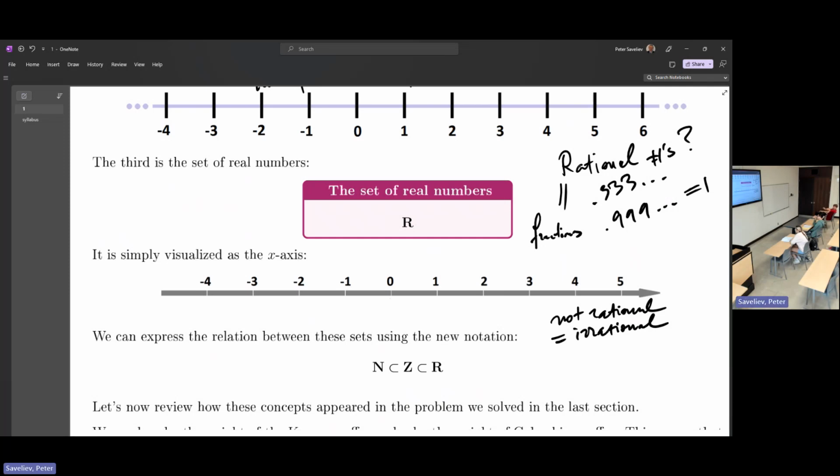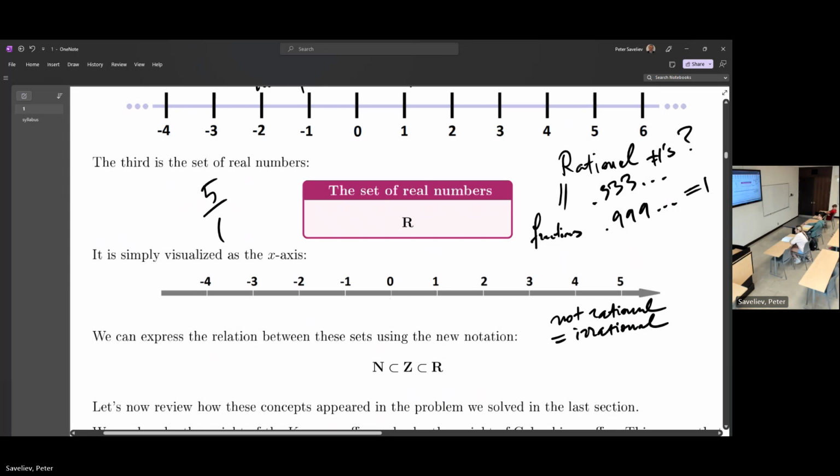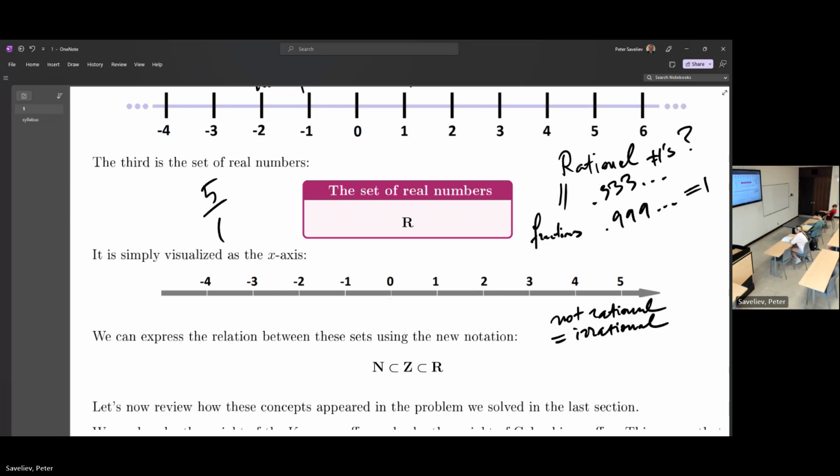Rational would be like 5, irrational, pi. No, integers are integers. Fractions of integers are still fractions, so all integers are also fractions. So anybody knows an irrational number?